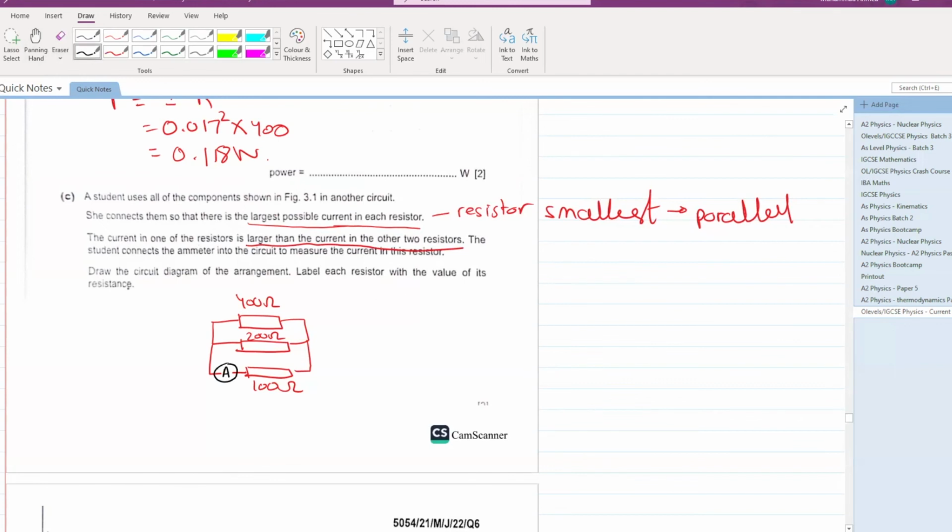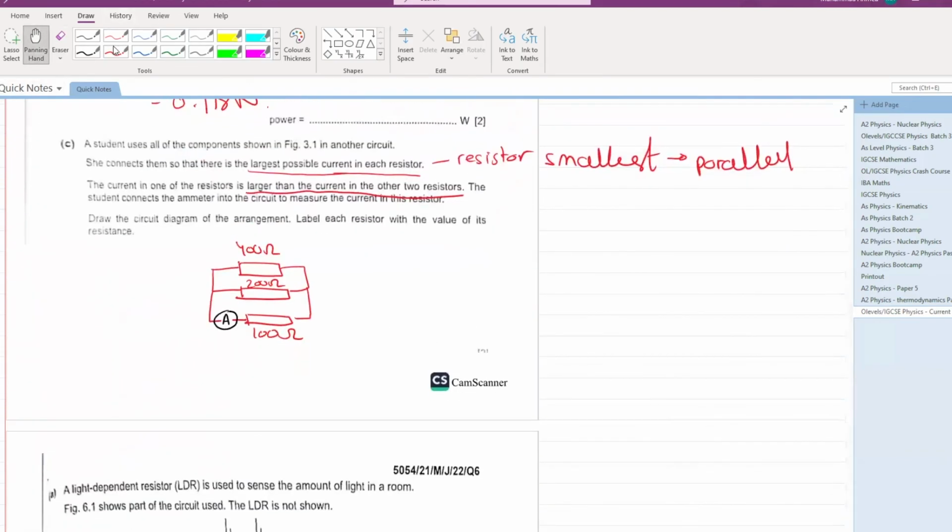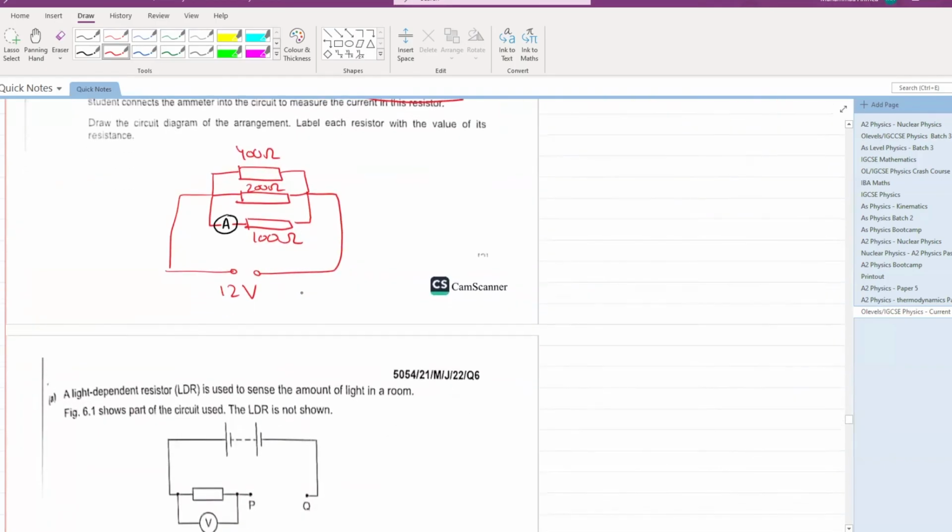Draw the circuit diagram of the arrangement. Label each resistor. We have done that with the values of its resistance. What else is left? A battery is left. So let's apply a battery as well, of 12 volts like this. Our job is done. Let's further move ahead.